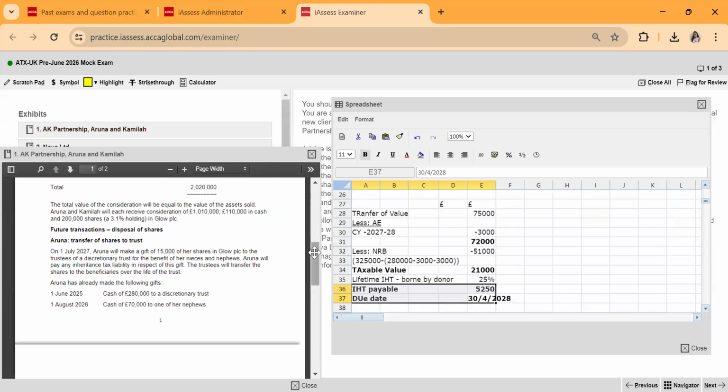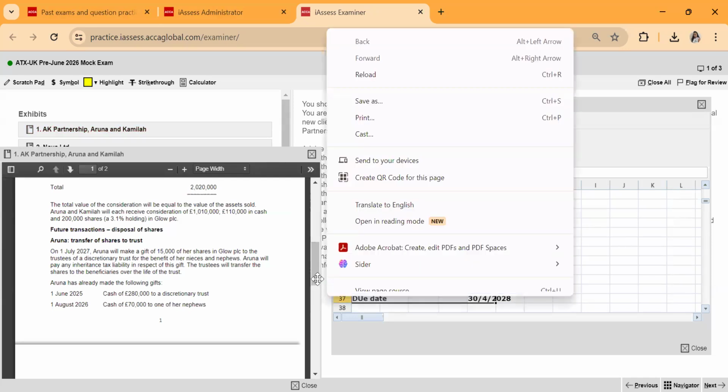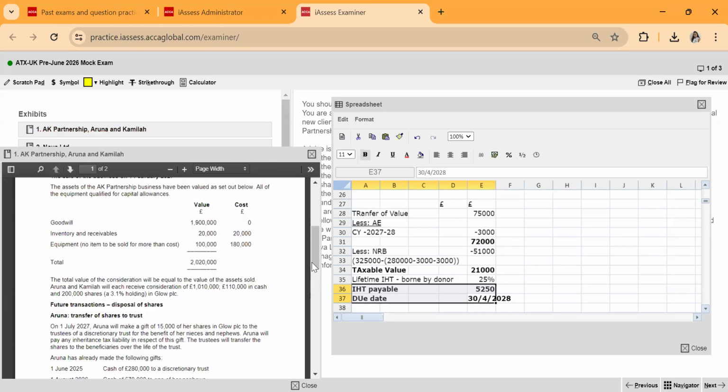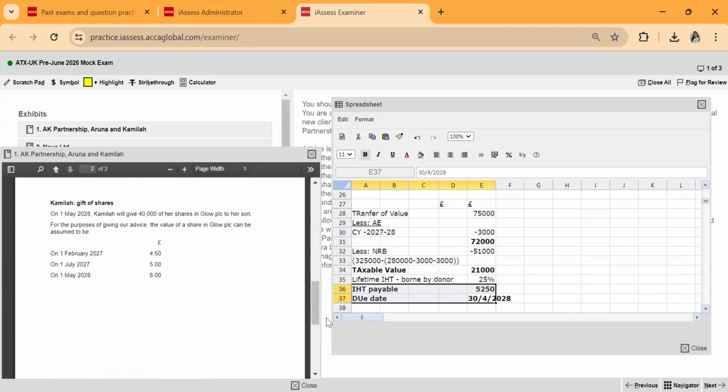Okay, so we have done the trust part also. Now let's do the next part. Camilla, gift of shares. It is given that on 1st May 28, Camilla will give 40,000 of her shares in Glow Company to her son. On May 28th, the market price is 6 per share.